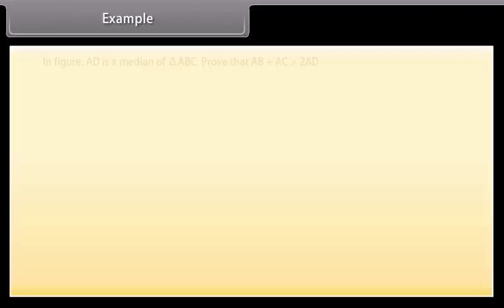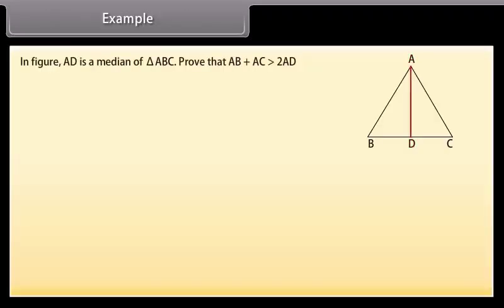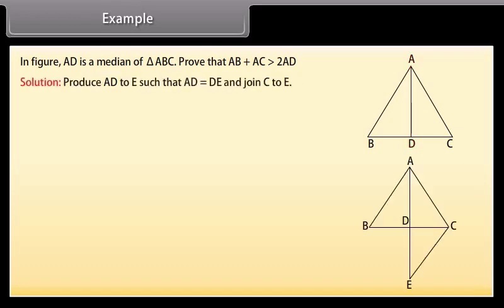Example. In figure, AD is a median of triangle ABC. Prove that AB plus AC is greater than 2AD. Solution. Produce AD to E such that AD is equal to DE and join C to E. Consider triangle ABD and triangle ECD.